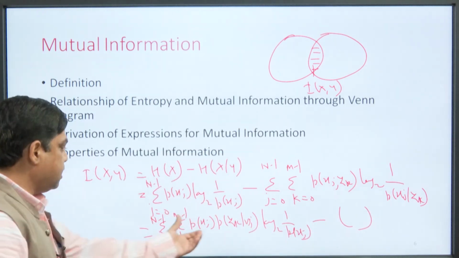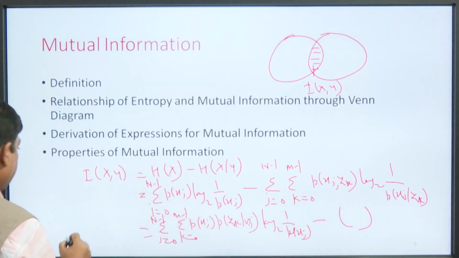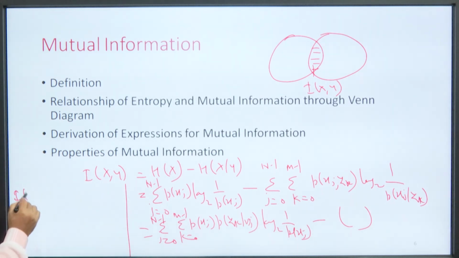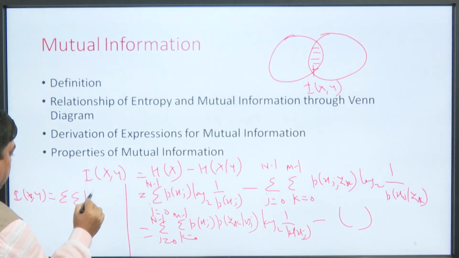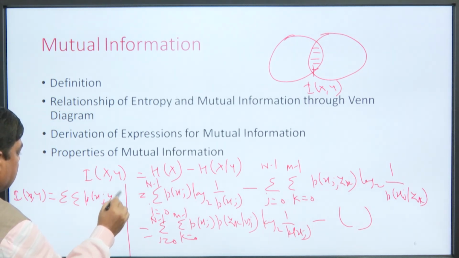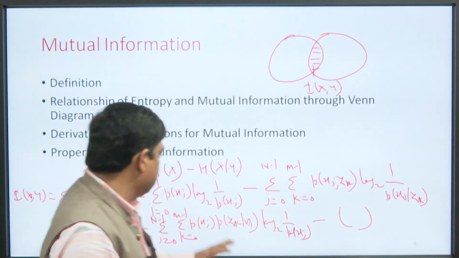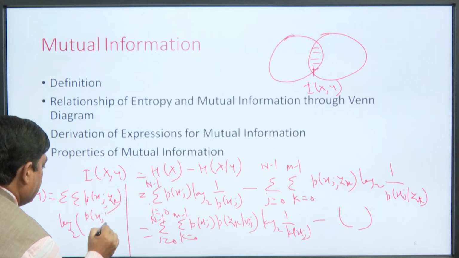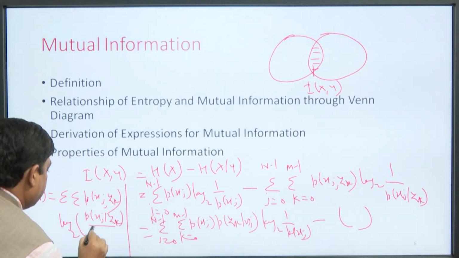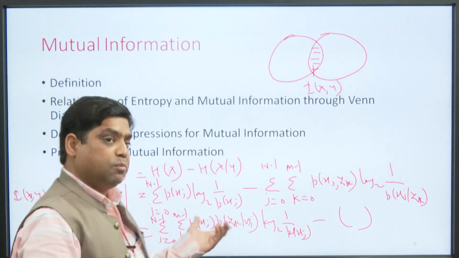Okay. This is the joint probability that we can take common. Then the remaining part can be written as I(x;y) equals double summation joint probability into log of base 2, this minus this, then this comes as log of p(x_j upon y_k) divided by p(x_j). This is the expression for the mutual information.